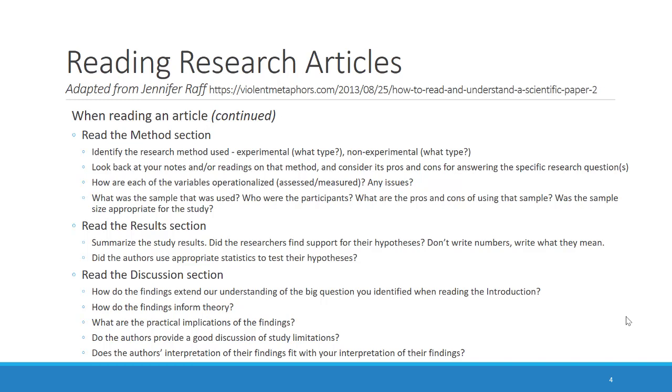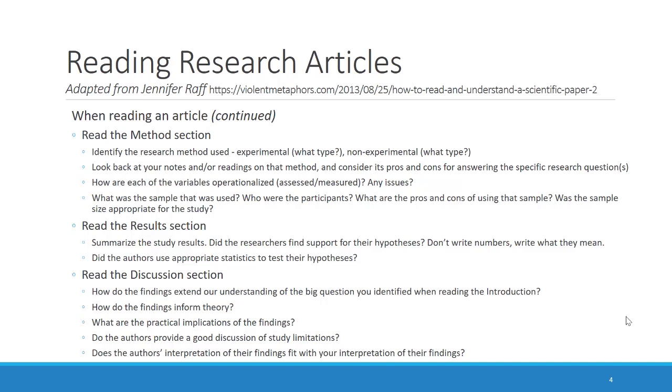Ask yourself, how are each of the variables operationalized? So remember that operationalizing means that that's how we assess or we measure a variable. Are there any issues with it? So if I say, for instance, that I'm studying intelligence, but then I use a measure that is not a good measure of intelligence, then there's an issue with that, right? So think about that when you're reading your articles.